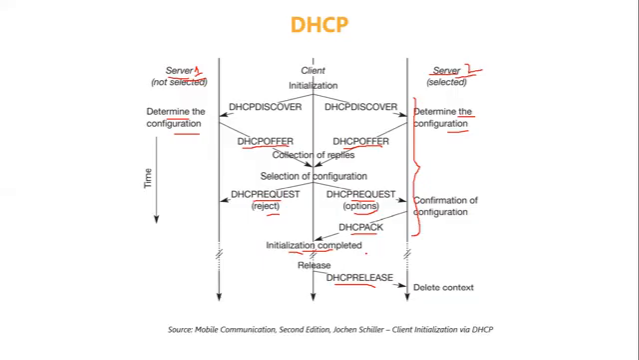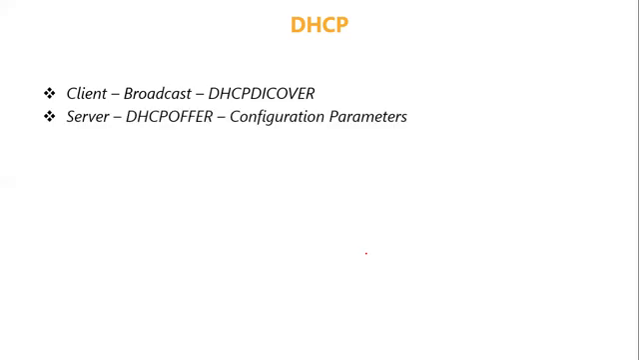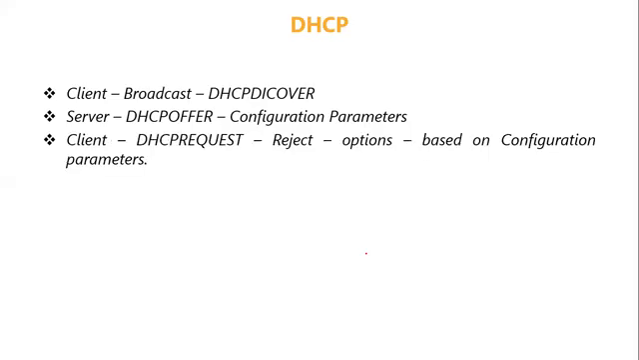So that's it about DHCP, Dynamic Host Configuration Protocol. Basically, this is used in mobile IP for acquiring the care of address, COA. Then we discussed how a new client will get a new address using DHCP, by using various messages like DHCP discover. Initially, the client will broadcast DHCP discover. For that, the server will respond with DHCP offer with the configuration parameters. Out of that, the client will accept any one server, and it sends a DHCP request with options based on the configuration parameters.